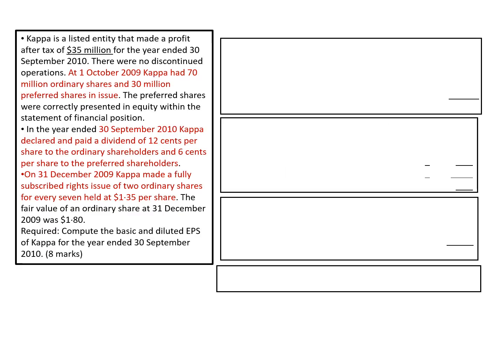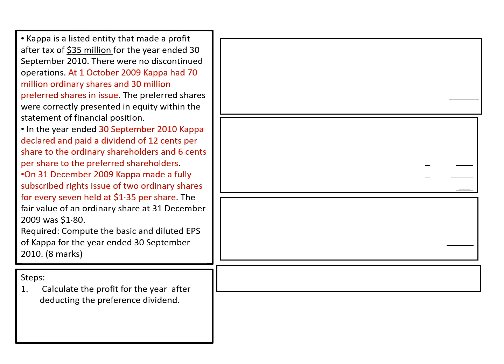Right, so we've got this problem here. We're going to look at Kappa, but only going to work out the basic EPS first, and then we'll work out the diluted EPS. To work out the basic EPS: 1, calculate the profit for the year after deducting the preference dividend. 2, calculate the theoretical ex-rights price. 3, compute the weighted average shares after the rights issue. And 4, compute the basic EPS.